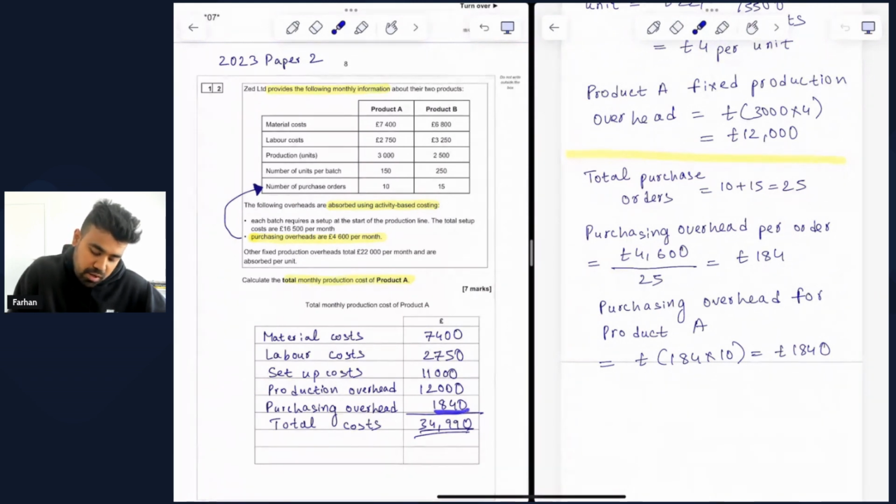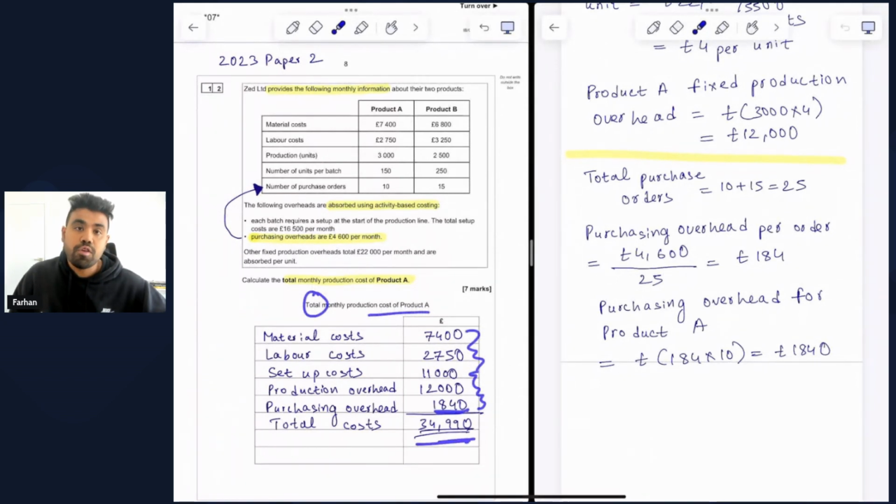So on that basis, the total monthly production cost of product A is simply adding everything here, and you should get £34,990 as the total monthly production cost for product A. You could use a similar way to calculate the total monthly cost for product B. Make sure you can get the correct answer and let me know down in the comment section below.